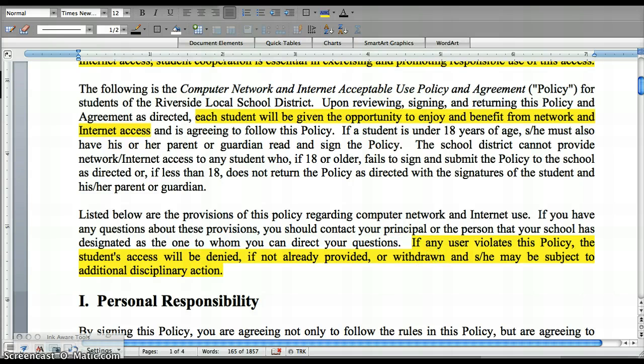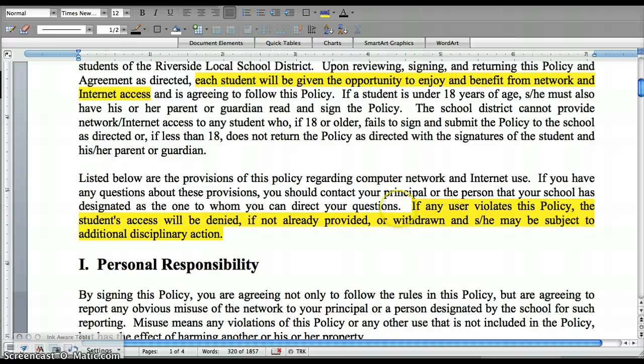Moving on here. If any user violates this policy, the student's access will be denied if not already provided or withdrawn, and he or she may be subject to additional disciplinary action. This is relevant, obviously, and important, but the big issue I find is that there are many computers throughout the district. We have a media center that has over 60 computers. There's a lady that has all the students' AUPs signed, so she knows who has the ability to get on there. But a lot of staff also have computers, and some of the students know how to work the system, and they know that if they don't sign this, they're not allowed in the media center.